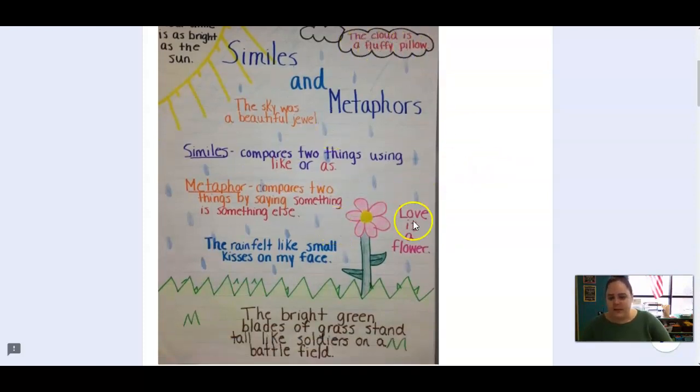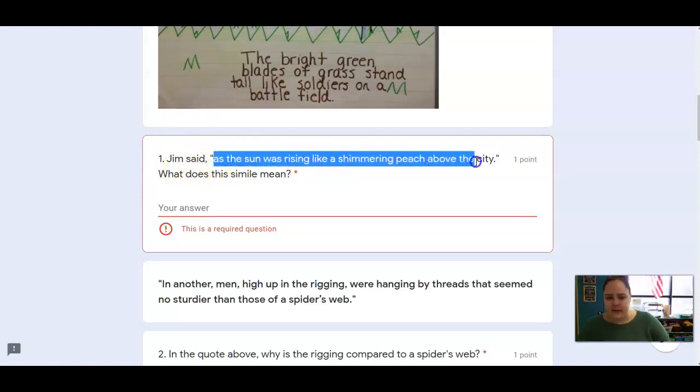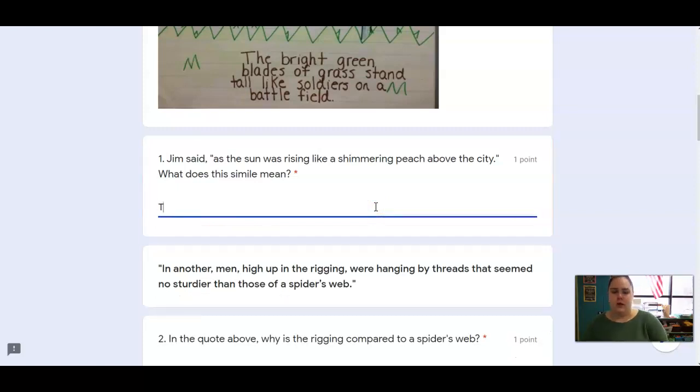There's a couple examples there to help you, and we're going to look at some of the examples that were in Treasure Island. The first one is something Jim said: as the sun was rising like a shimmering peach above the city. This simile is comparing the sun to a shimmering peach. You're going to tell me what that is saying about the sun. The sun is like a shimmering peach because what do they both have in common? How can a sun look like a shimmering peach?